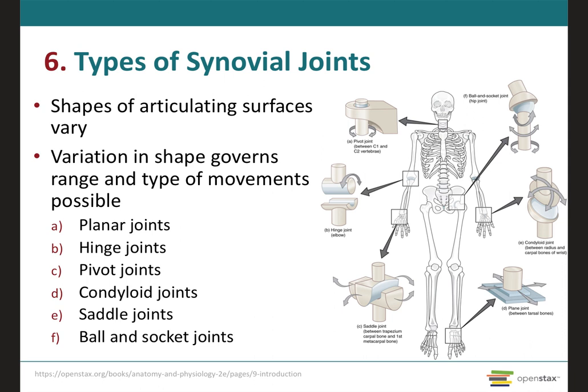They are the plane or planar joint, the hinge joint, the pivot, the condyloid or condylar joint, the saddle joint, and the ball and socket joint. So let's talk about each of them in the next few slides.